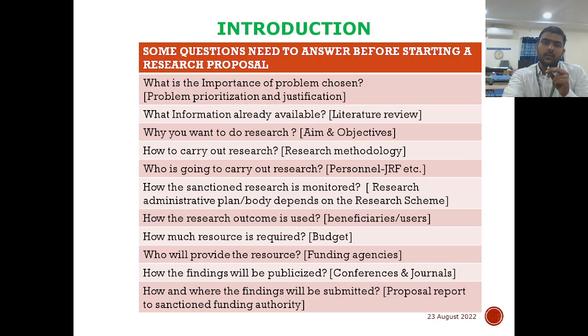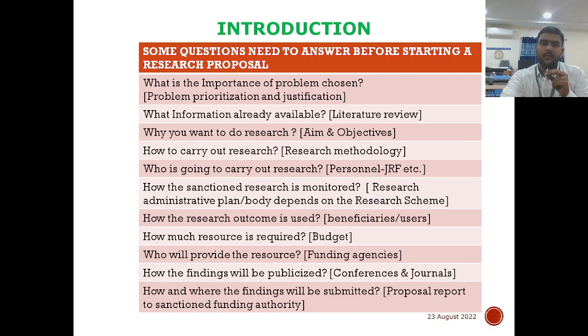So these are nothing but: what is the importance of the problem chosen? This is called problem prioritization and justification. What information is already available? You need to do a literature review. Why do you want to do research? Nothing but your aim and objectives. How to carry out the research? The methodology. Who is going to carry out the research? Nothing but personnel, such as JRF, etc.